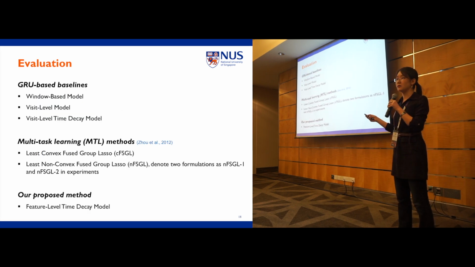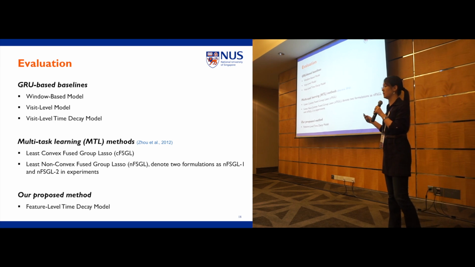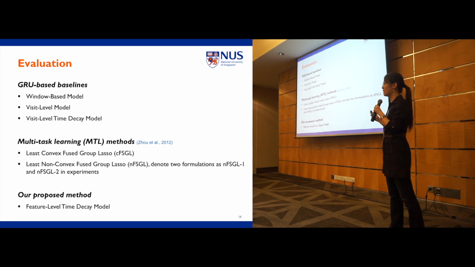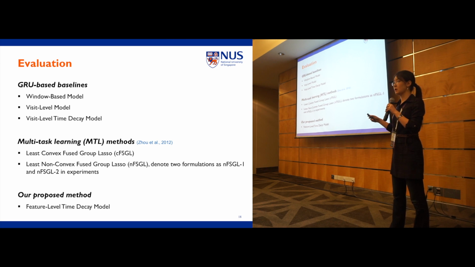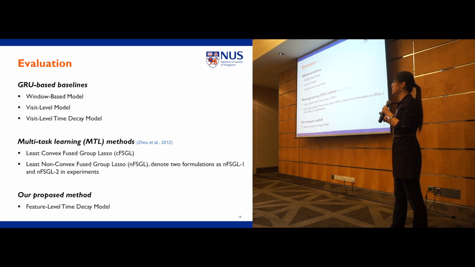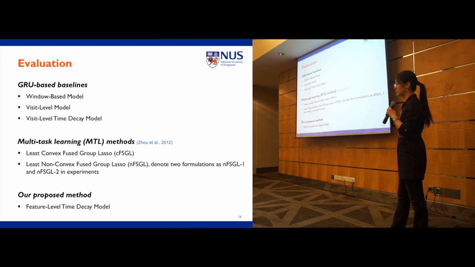We compare with some GRU-based methods. The window-based model partitions the irregular time series data into regular time windows and then aggregates the records within each time window. The visit level model tries to resolve the visit level irregularity by concatenating the time span information between consecutive visits as a new feature. And the visit level time decay model uses the visit level time span information as the decay term for updating parameters.